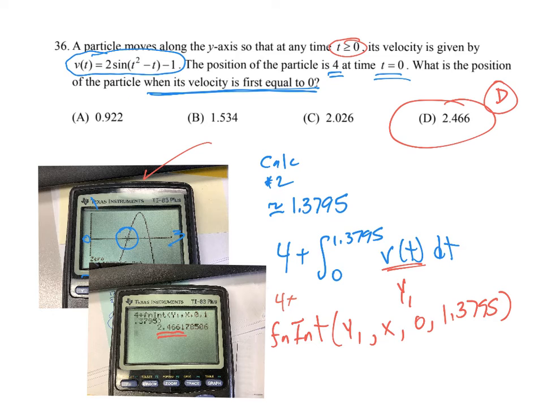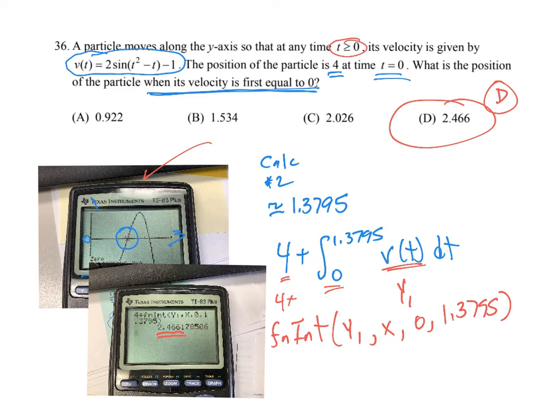Once I have that value, I have to make an accumulation function which adds on the accumulated change from the initial y value of 4. So at 0, we're equal to 4, and then we've added on some extra change. Actually, we ended up subtracting because this number 2.466 is smaller than 4. But we add on that accumulated change, and that gives us our position of the particle the first time this thing equals 0.